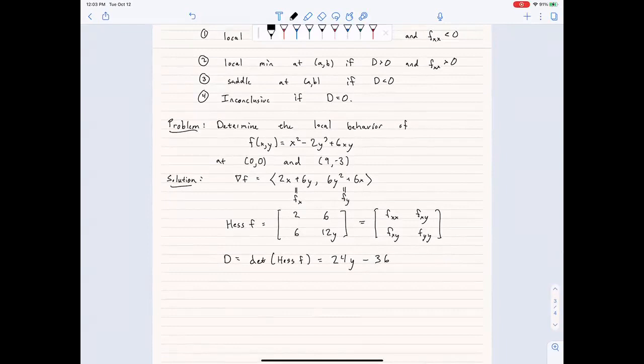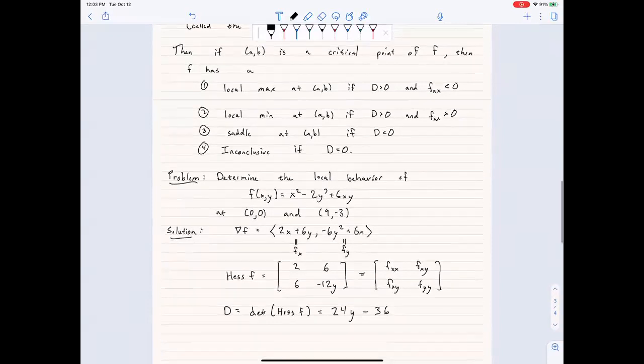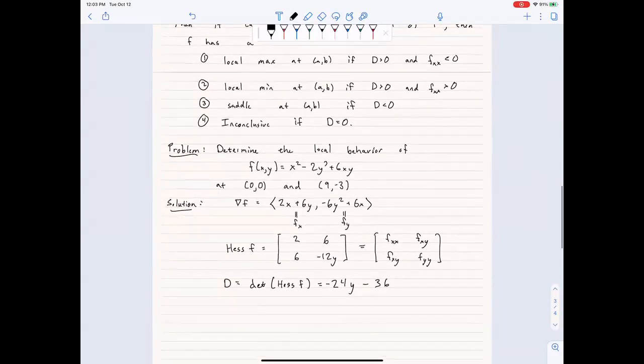Oh, did I do something wrong? I feel like I did something wrong. There should be a minus, thank you. You guys got it, be bold and correct me. I'm error prone. I really appreciate the corrections. I won't get mad. All right, so good. Okay, good. So this should be negative 24y minus 36.